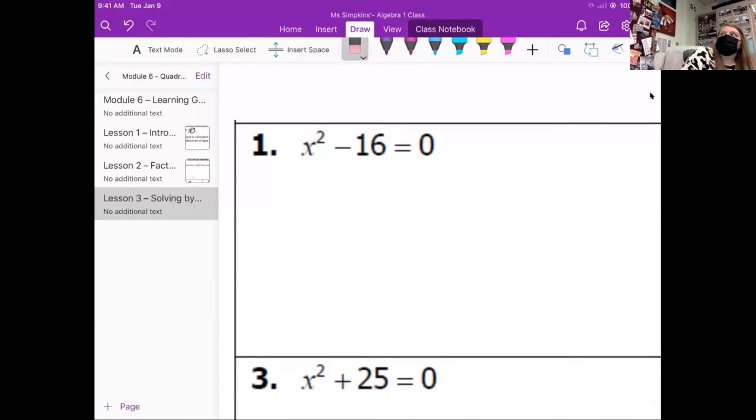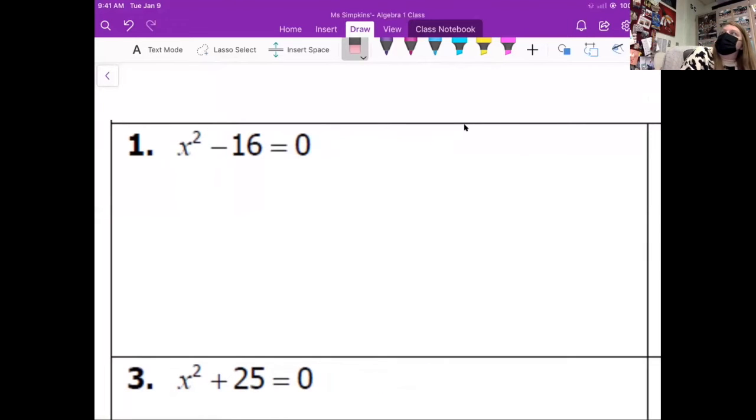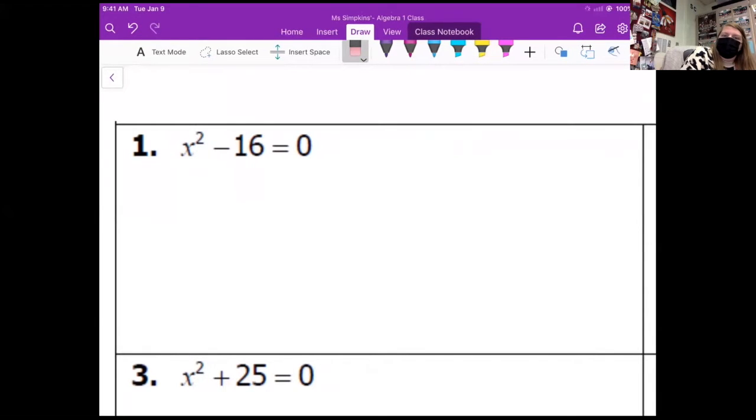So there's 4 methods that we're going to learn how to solve quadratics. The most important, in my opinion, is factoring. So factoring, and now we're going to solve by square roots. Then we're going to do completing the square, and then we're going to learn the quadratic formula. So the second way to solve quadratics is solving by square root.